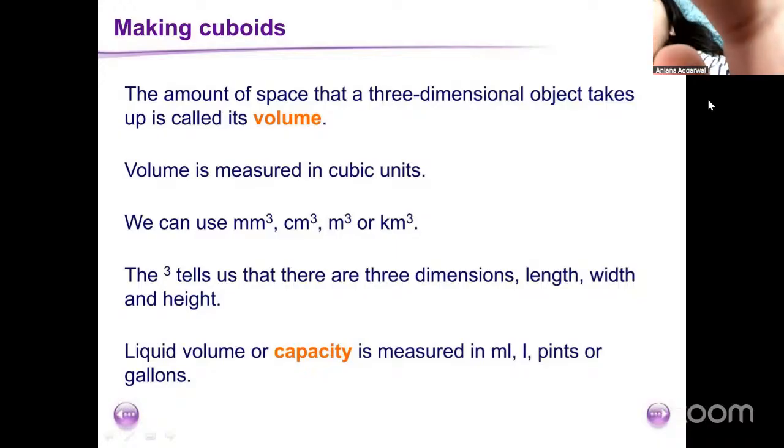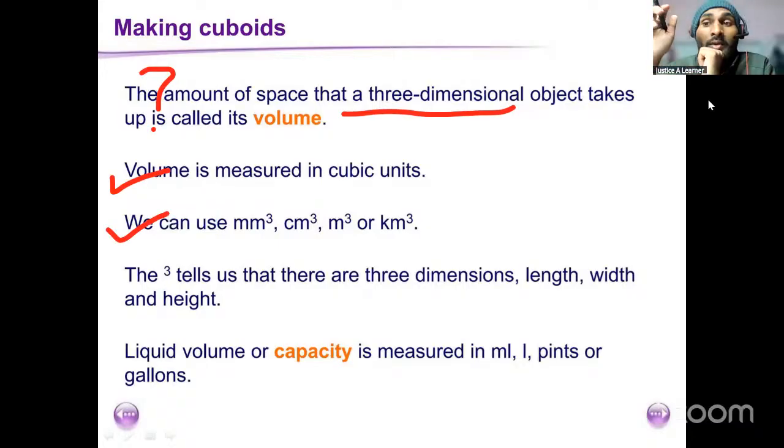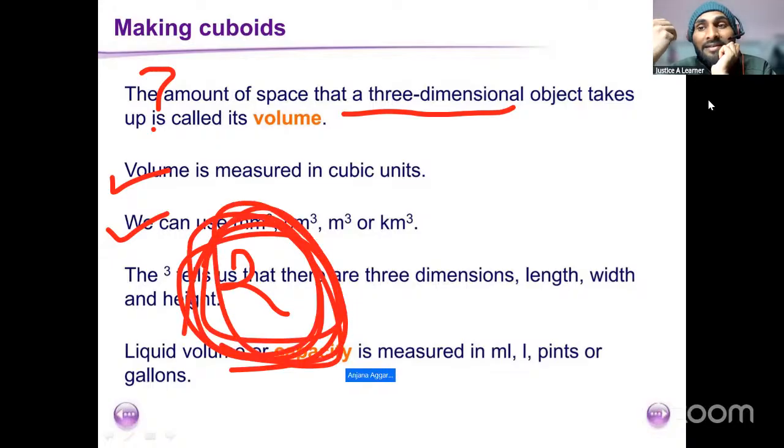The amount of space that a three-dimensional object takes up is called its volume. Volume is measured in cube units. We can use mm cubed, that is cubic millimeter. Why is it cubed? Because that is a cuboid, and now we have entered 3D, not 2D.